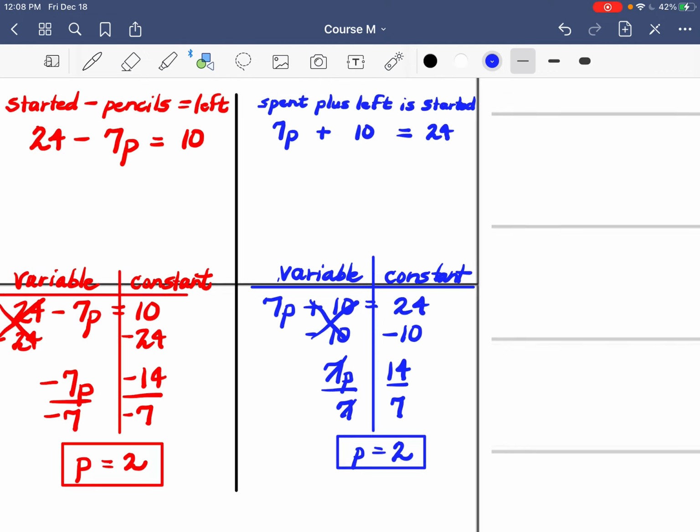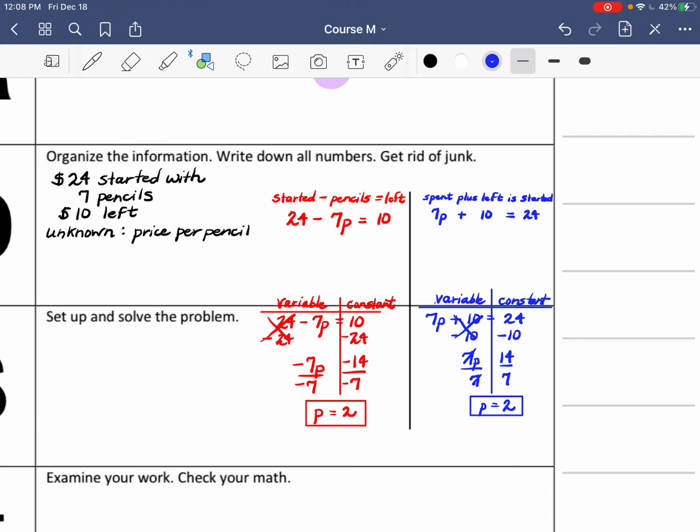So either way, if you see it the red way or the blue way, you will get the same answer. There is not a single way with most of these problems. So if you see it a different way, do it a different way, and that's okay. As long as your algebra is sound and solid and correct, you'll be fine.